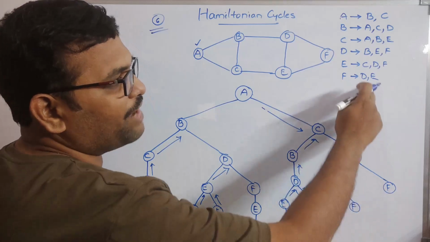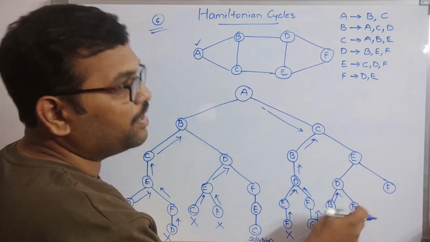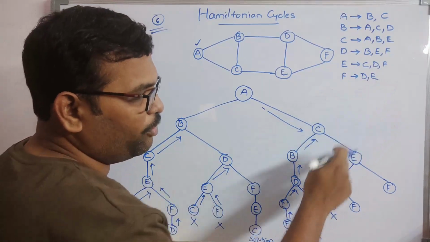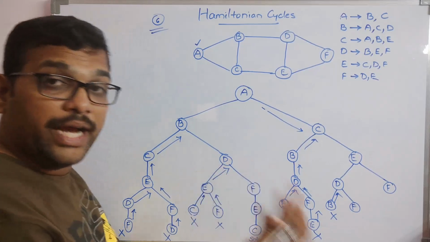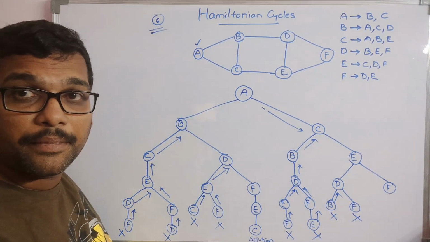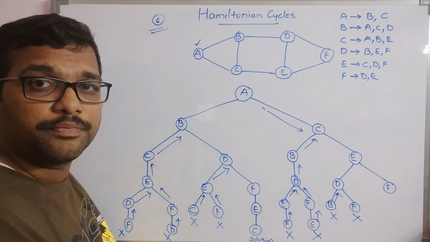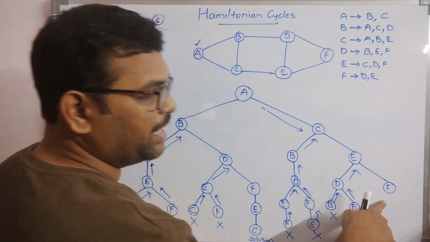F. F is having again D and E. So in this path A, C, E, D, F, D and E have already been visited. See, E and D have been visited. So there is no edge towards the unvisited. So this is not a feasible solution. So backtrack and move with the alternative F.